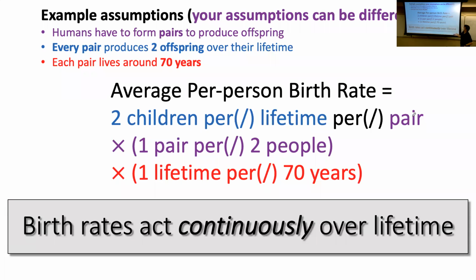So I can say, well, what is a pair? A pair is 2 people. So I'm going to multiply this thing by 1 divided by 2. So there's 1 pair per 2 people. I did that because, well, we'll see how these cancel out when we put this up here. And then I can say, well, what is a lifetime? Well, a lifetime is 70 years. So I'd like to cancel out the lifetime of the 70 years.